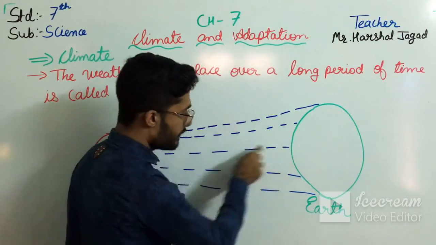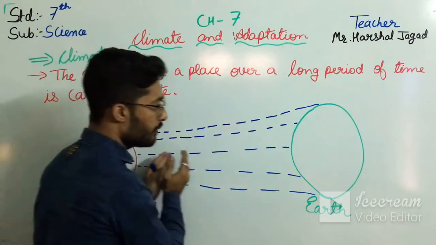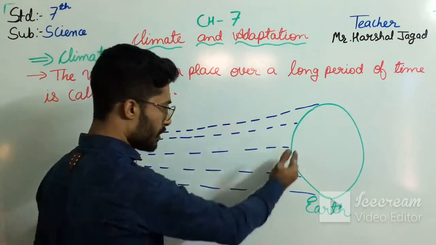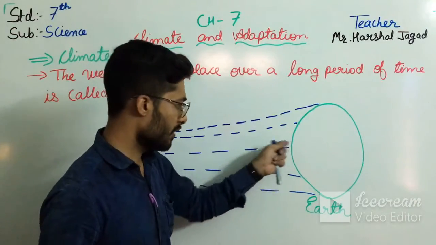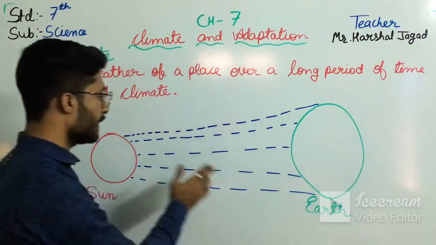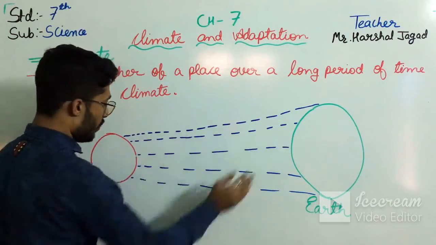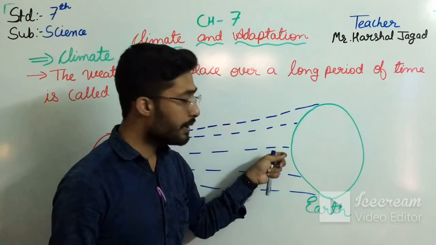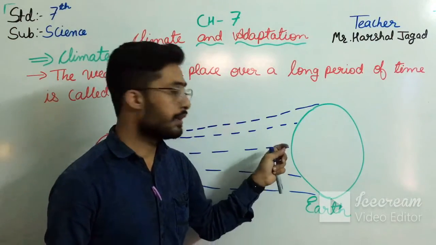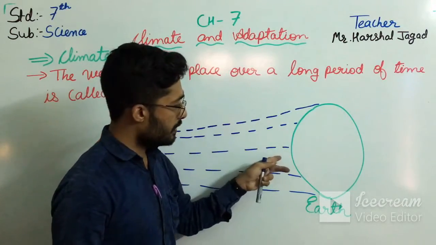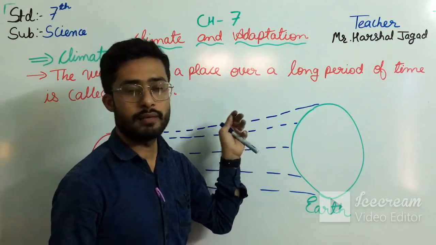Okay, so this place is nearer, so the heat waves will first come to here, and it is also somewhat near, so the heat will be more, and it is direct to the sun. Okay, it is direct to the sun, so here there will be more heat. In this area the heat will be more. Okay students, here the heat will be more.